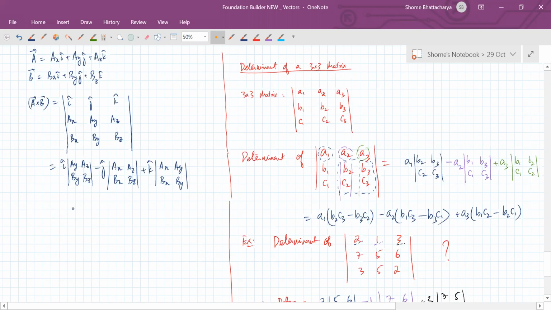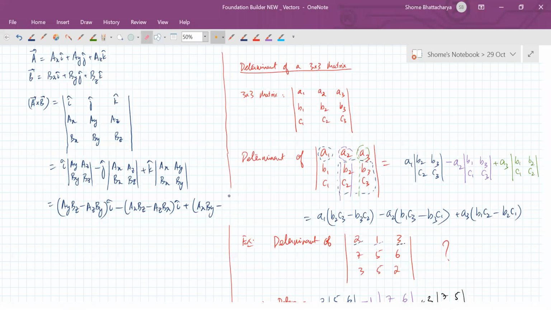And then you just write out the determinants of each of these. So this becomes Ay Bz minus Az By, into i cap. Then in the middle term there's a minus sign, Ax Bz minus Az Bx, j cap. And then the last term again comes with a plus sign, Ax By minus Ay Bx, k cap. And this becomes your cross product finally.